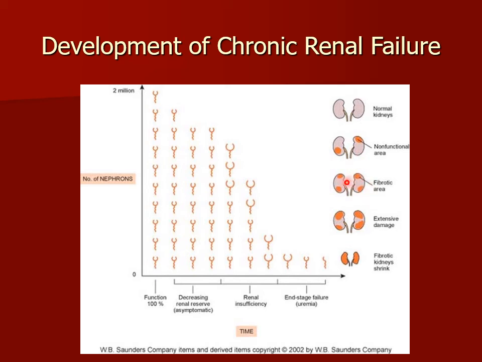Then you see fibrosis over time, so that's scar tissue. You're not going to get that back. So you're down to about 50%. Now you have extensive damage, getting down to probably a third of normal function, and fibrotic kidneys over time shrink. And this is where you have end-stage uremia. As time goes on, you go from 100% to decreasing renal reserve, asymptomatic renal insufficiency, and then end-stage failure.